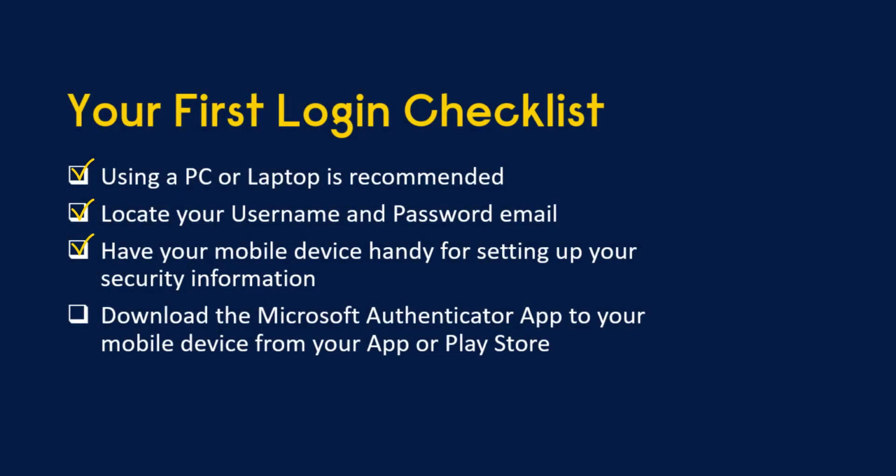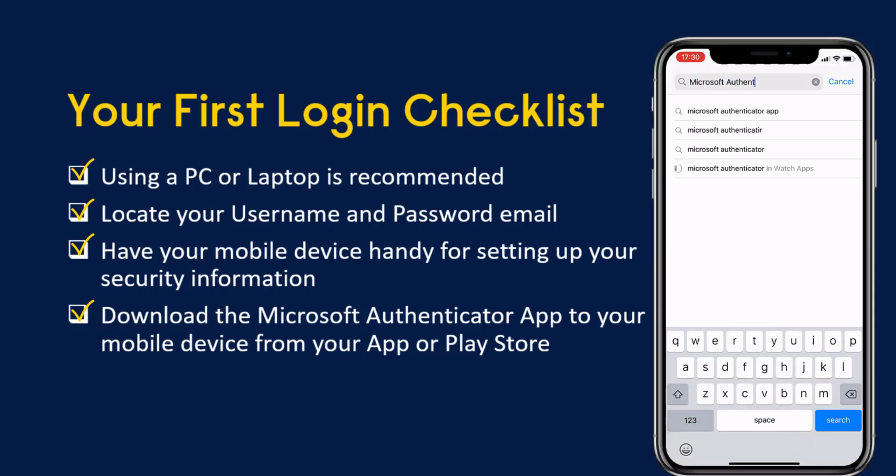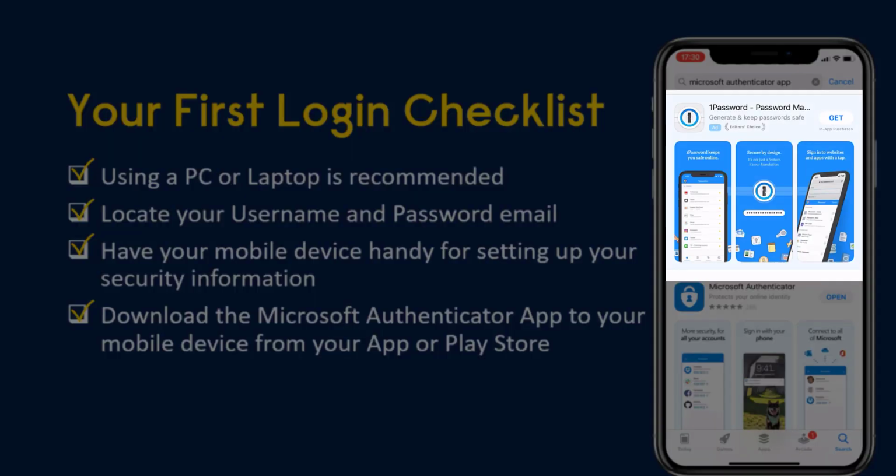We also recommend having your mobile device handy. You will need this when setting up your security information. Finally, before you get started, you can download the Microsoft Authenticator app to your mobile device. Just go to your app or Play Store and search Microsoft Authenticator app. You won't need to do any further setup on this app for now.